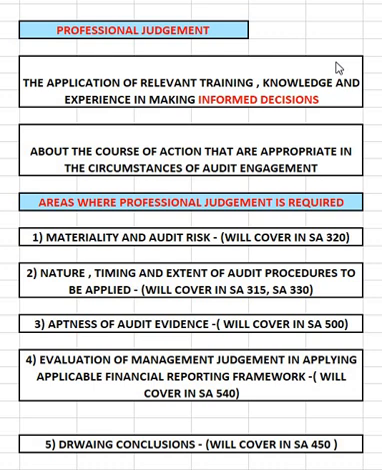The fourth point is evaluation of management judgment in applying the applicable financial reporting framework. We've already discussed that the preparation of the financial statements is done by the management, and they also choose the applicable financial reporting framework for them. They make the judgment for that. So you as an auditor, what is your job? The management has made the judgment in what? In applying the applicable financial reporting framework. Okay, but your job is to evaluate that. So evaluation of management judgment in applying the applicable financial reporting framework is an auditor's job. So this will be covered in SA 540.